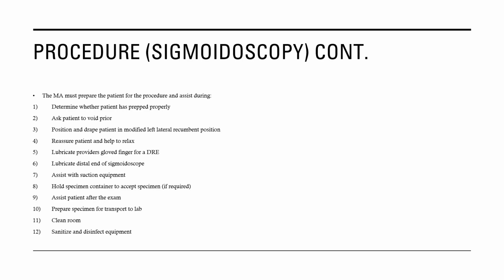We're going to ask the patient to void prior, empty the bladder, position and drape the patient in the modified left lateral recumbent position, reassure the patient and help them to relax, lubricate the provider's gloved finger for the digital rectal exam, lubricate the distal end of the sigmoidoscope, assist with suction equipment, hold the specimen container to accept the specimen if it's required. We're going to assist the patient after the exam, prepare the specimen for transport to the lab if we have one. We're going to help clean the room, and then we're going to sanitize and disinfect the equipment like the sigmoidoscope.